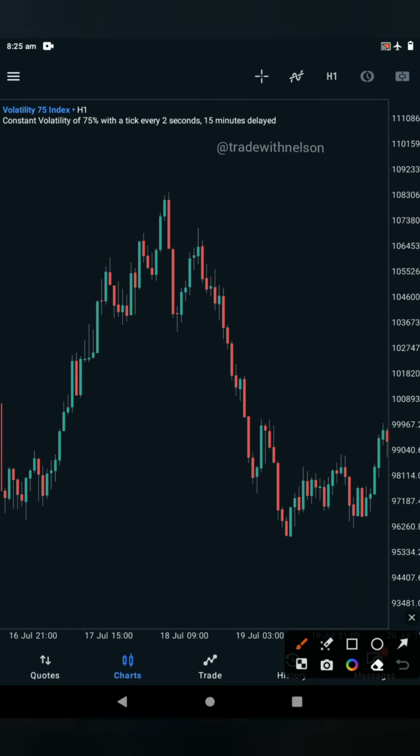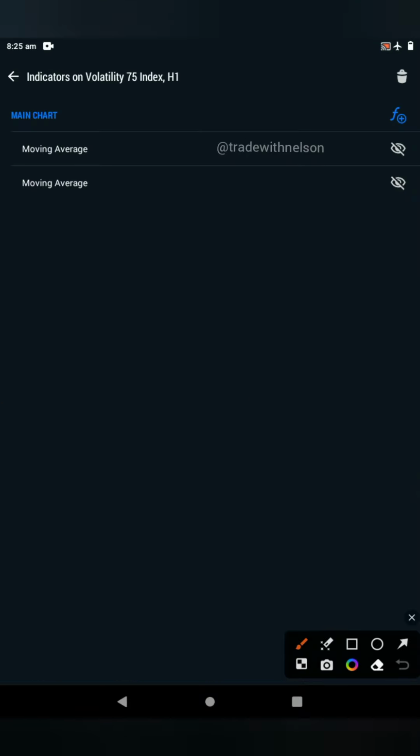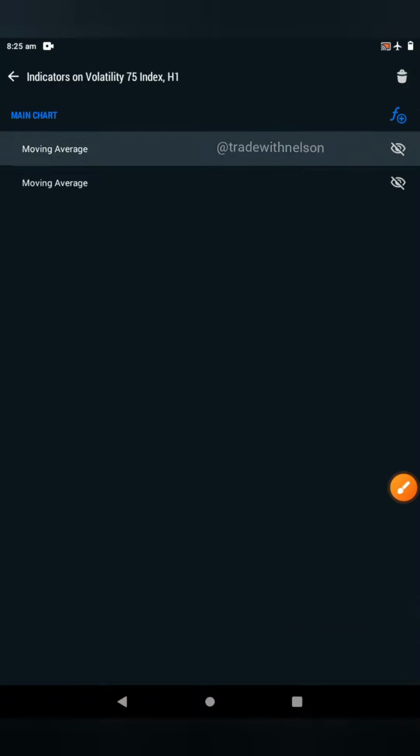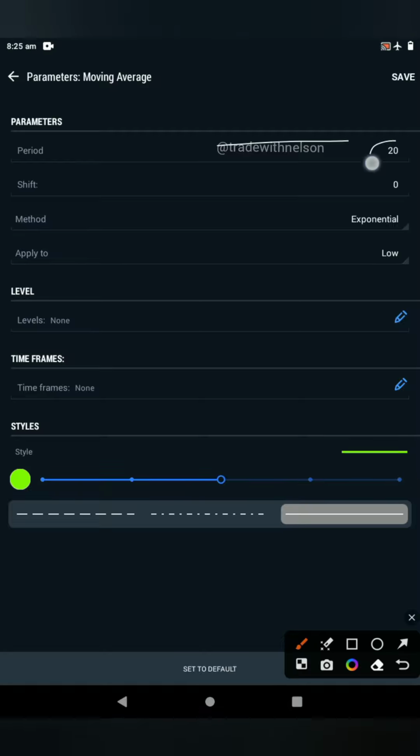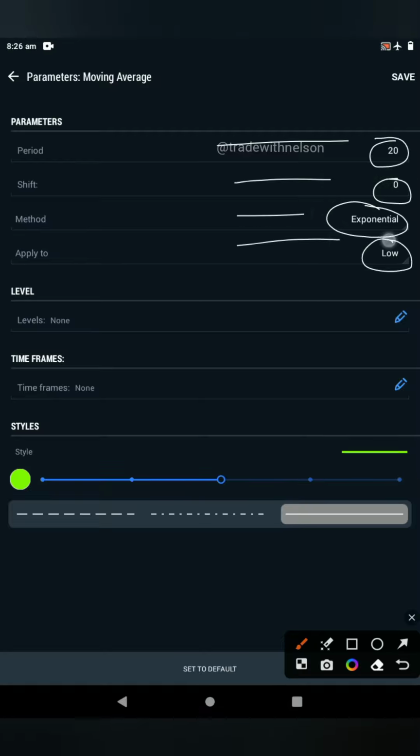So first, let's set up our chart. Click on this indicator icon over here. As you can see, I have just two moving averages over here. To select the first moving average, click on the F icon on the main chart and search for moving average. Make the period to be 20, shift to be 0, method to be exponential, apply to low. For the styles, make it color of your choice, size of your choice. After that, click on save.